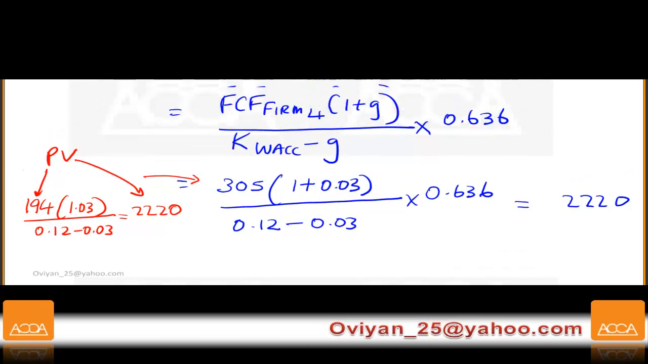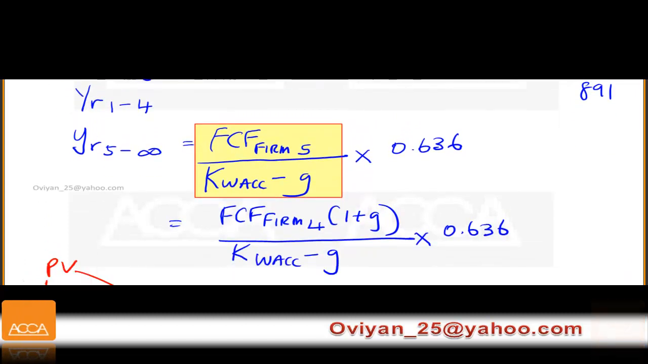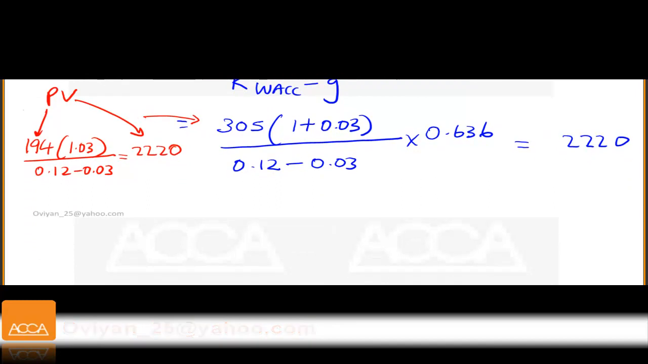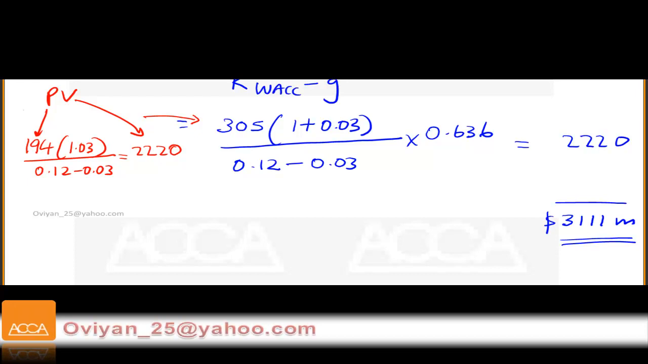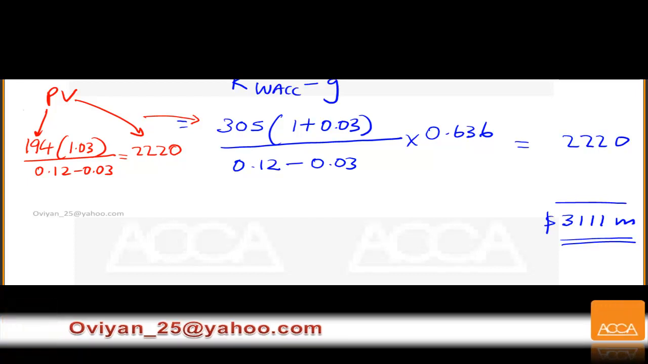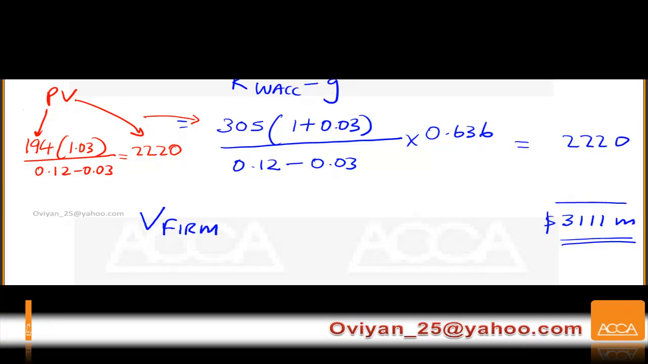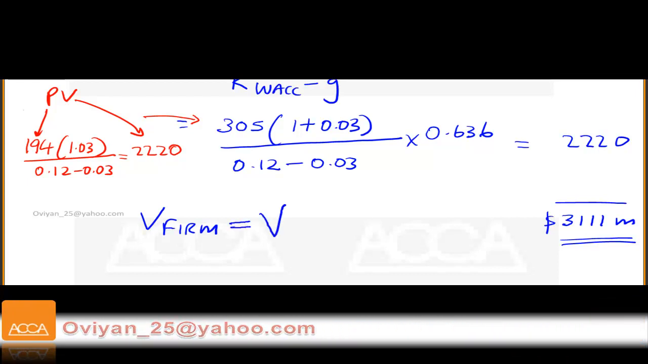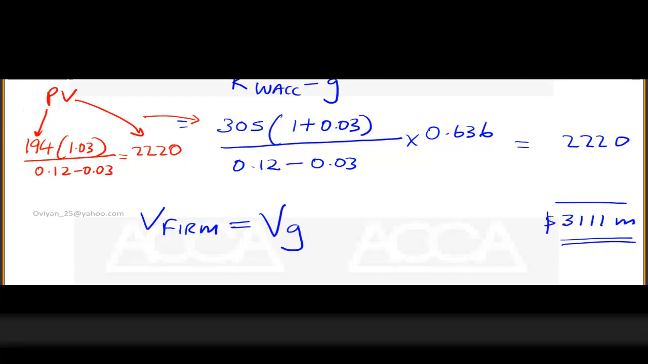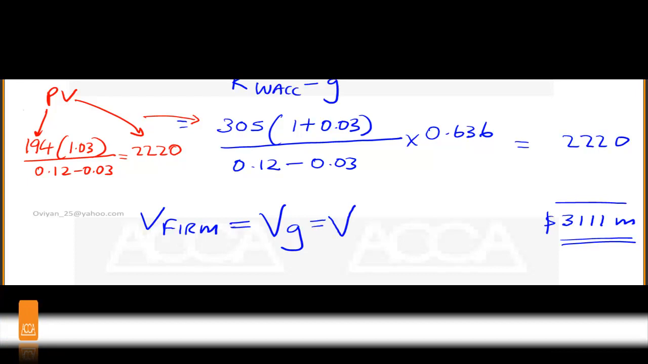Fine. Next, what are we going to have here? It's 891 plus this 2,220. If you get the total down here, it should be a value of 3,111 millions of dollars. Technically speaking, this is the value of the firm. Remember, these are free cash flows to the firm, so this is going to be the value of the firm. Modigliani and Miller would have called it the value of a geared company. It's a combination of value of equity plus value of debt inside here.